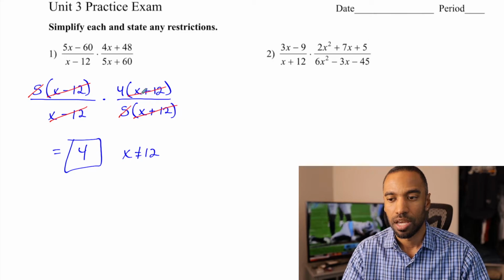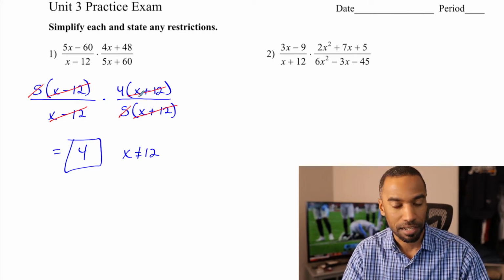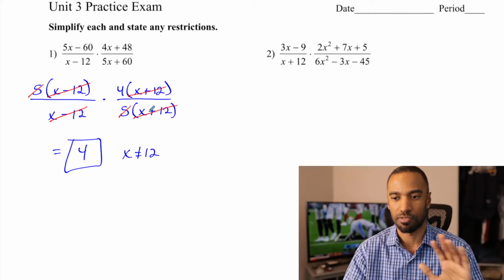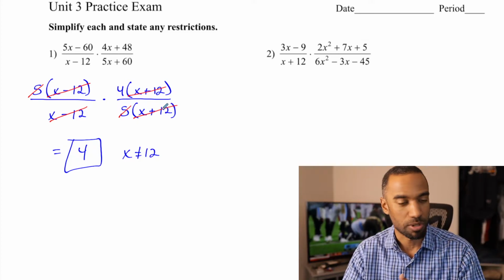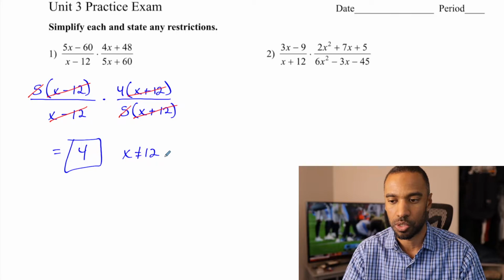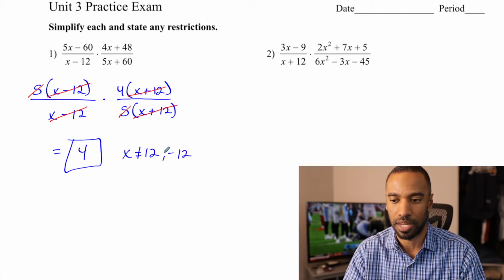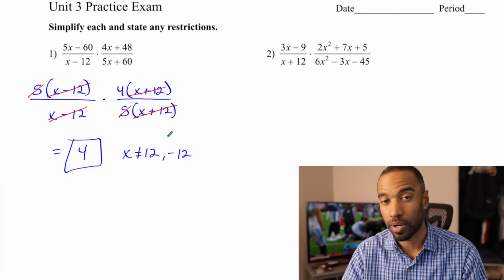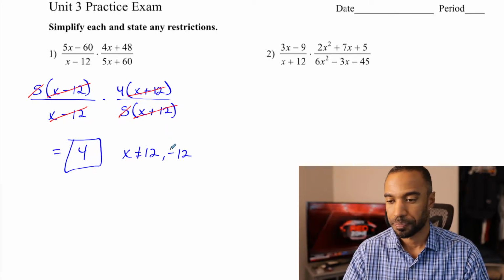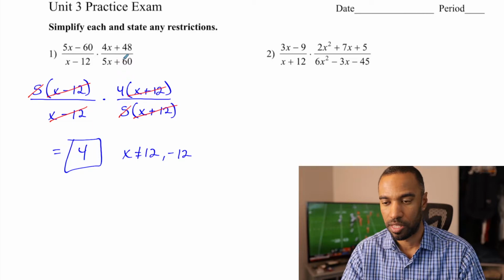Same thing with this value right here. If I plugged in a negative 12, and you know what it is as far as a factor, it's the opposite of the value that you see here. Negative 12 plus 12 would have given me 0 as well, and that's an issue. X can't equal 12, x can't equal negative 12. X can't equal positive or negative 12. Those are my restrictions for number 1. And yeah, those would have been the only issues there.